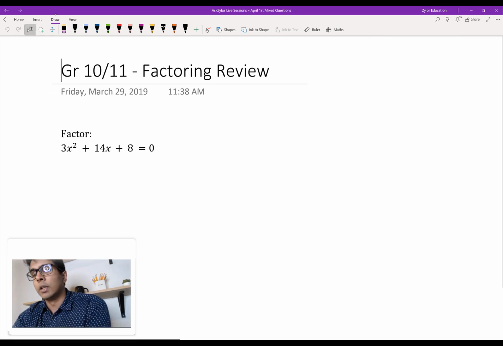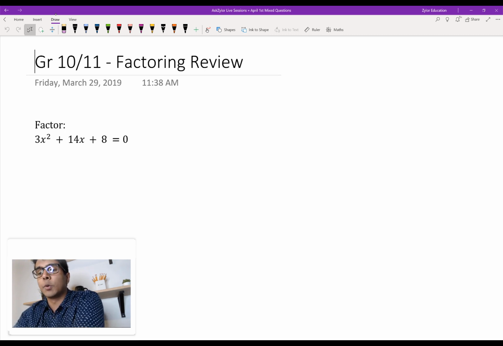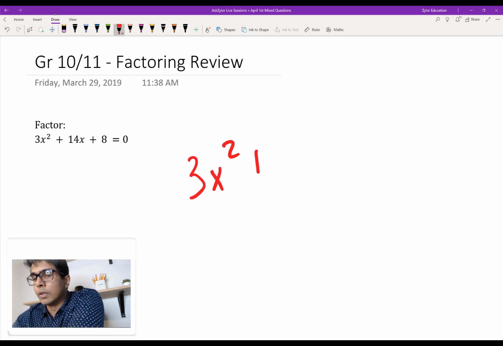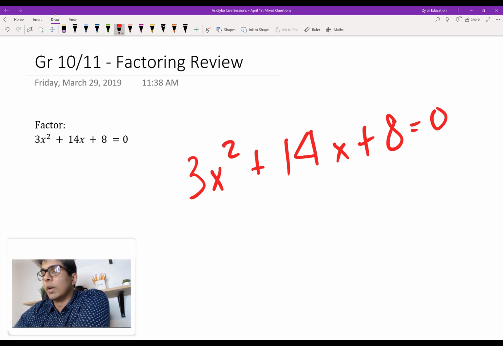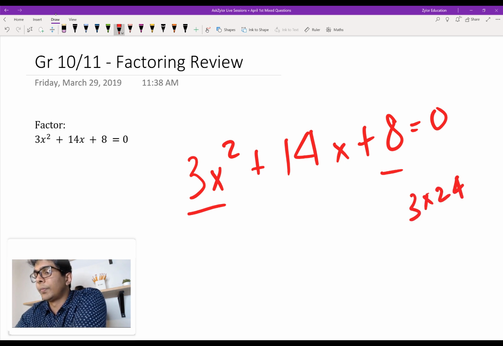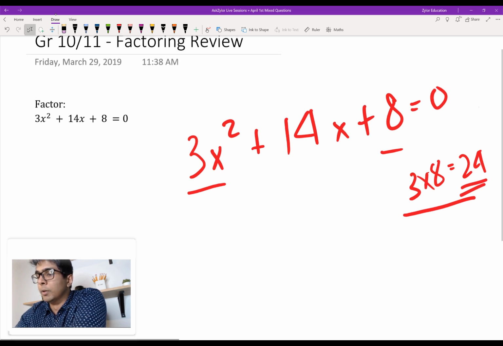So the next question is telling me to factor 3x squared plus 14x plus 8. So what I'm going to do is show you the general steps to take for this question, but for factoring in general. If we have a leading coefficient which is not 1, I'm going to take that and my constant and multiply them, 3 times 8 to give me 24, and then I'm going to find factors of that number.